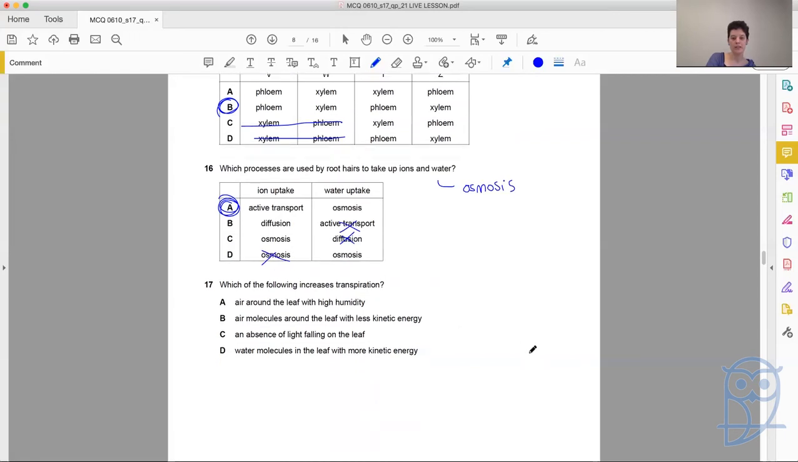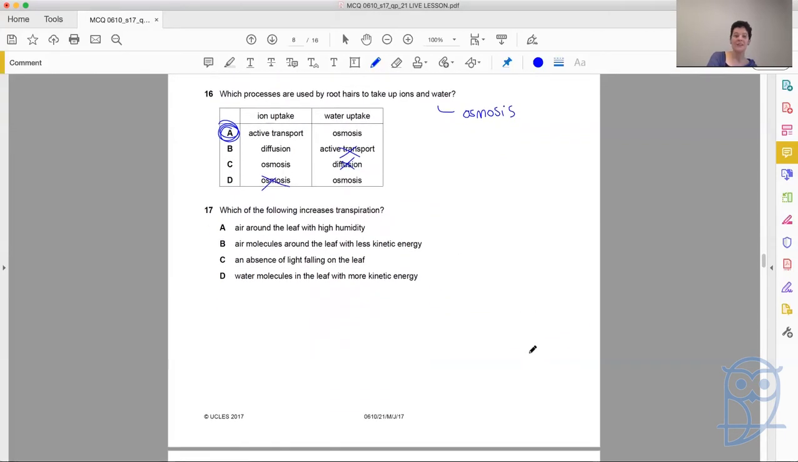Question 17. Jumping back to plants and talking specifically about transpiration again. So, which of the following increases transpiration? Air around the leaf with high humidity. High humidity means lots of water. It means less of a gradient. So that one is going to decrease transpiration.